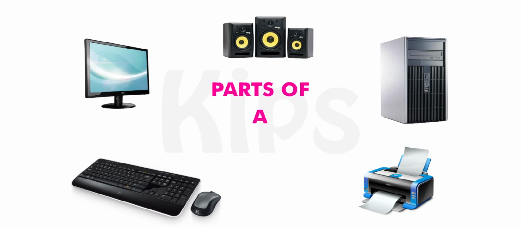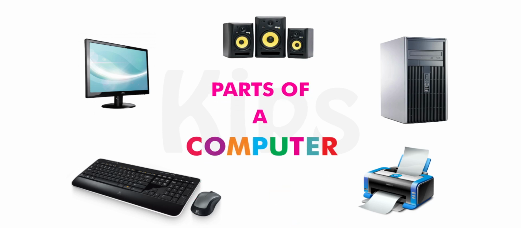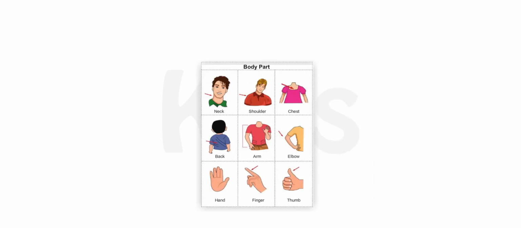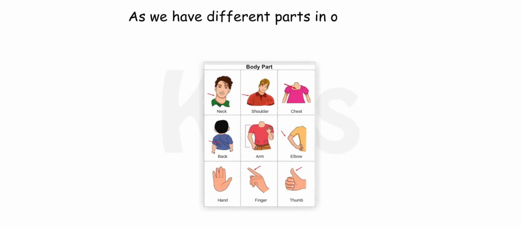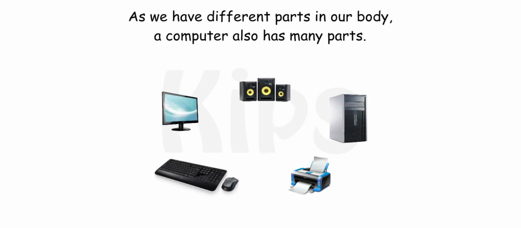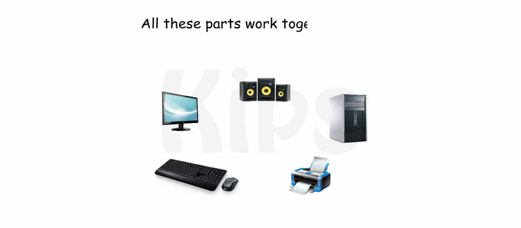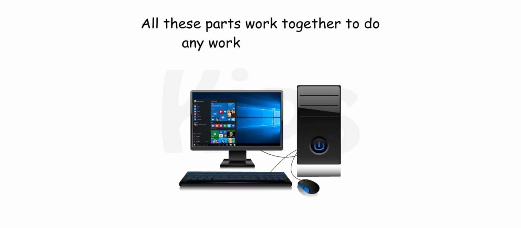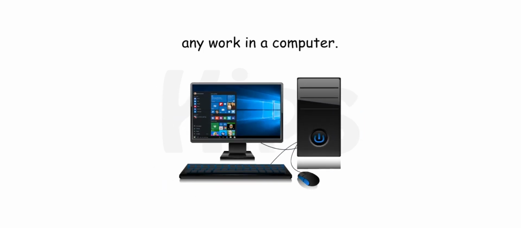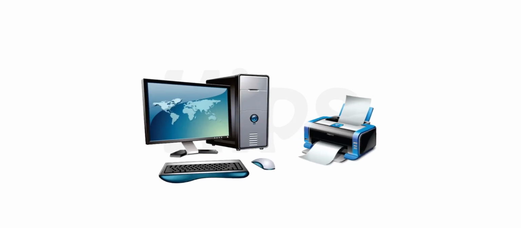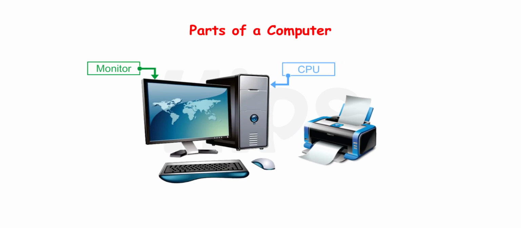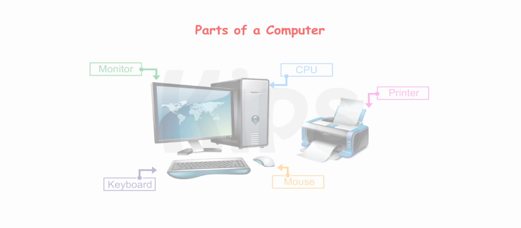Today we will learn about parts of a computer. As we have different parts in our body, a computer also has many parts. All these parts work together to do any work in a computer. Now, let us understand parts of a computer. Monitor, CPU, keyboard, mouse, and printer.